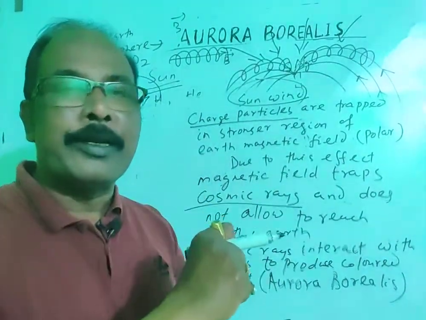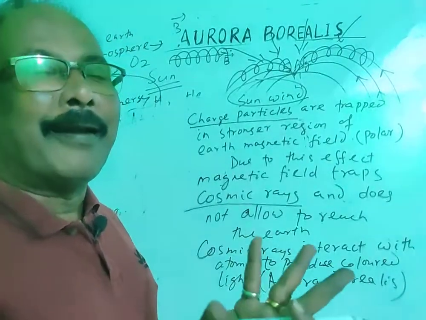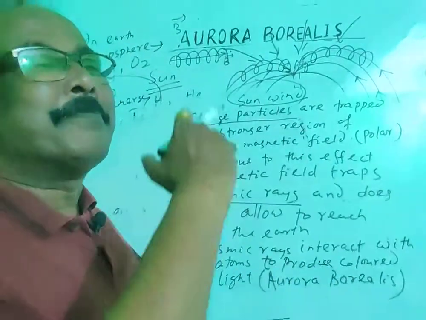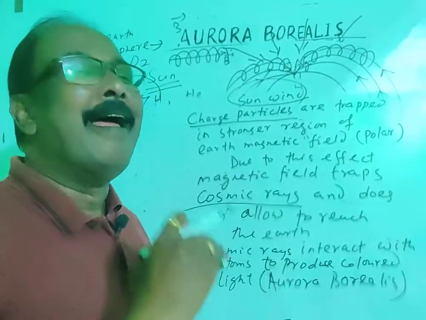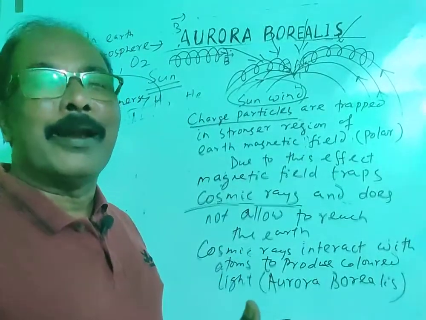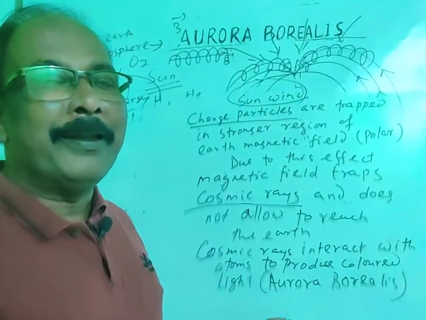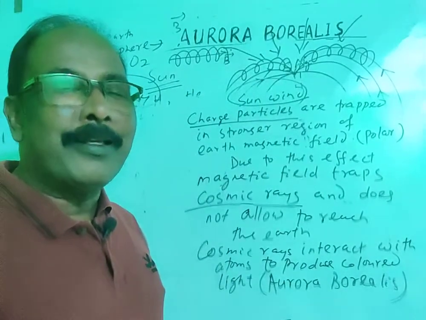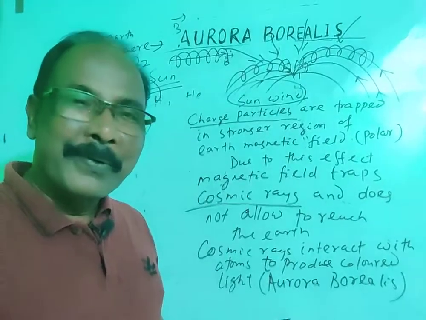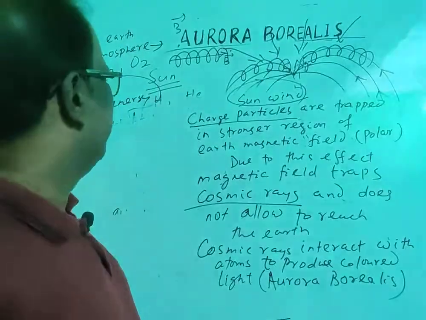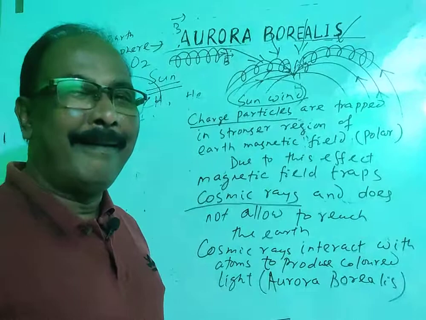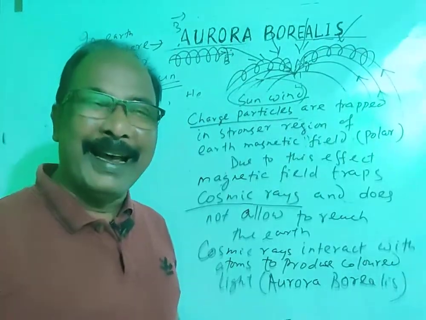Due to the heat, oxygen and nitrogen electrons get excited and move from a lower orbit to a higher orbit. In the higher orbit, electrons are not stable. They again return back to the lower orbit, giving out electromagnetic radiation in the form of light. And mostly we see pink and green lights in the polar sky.